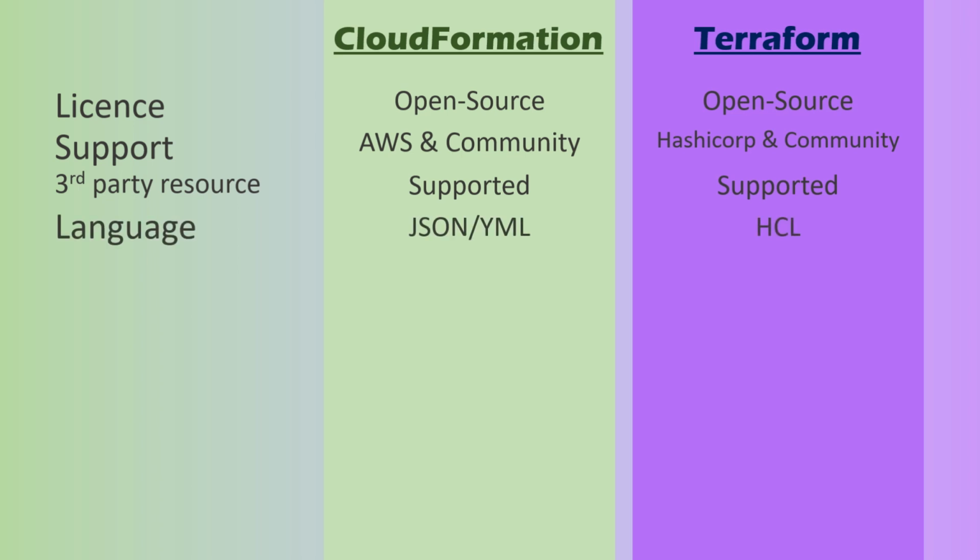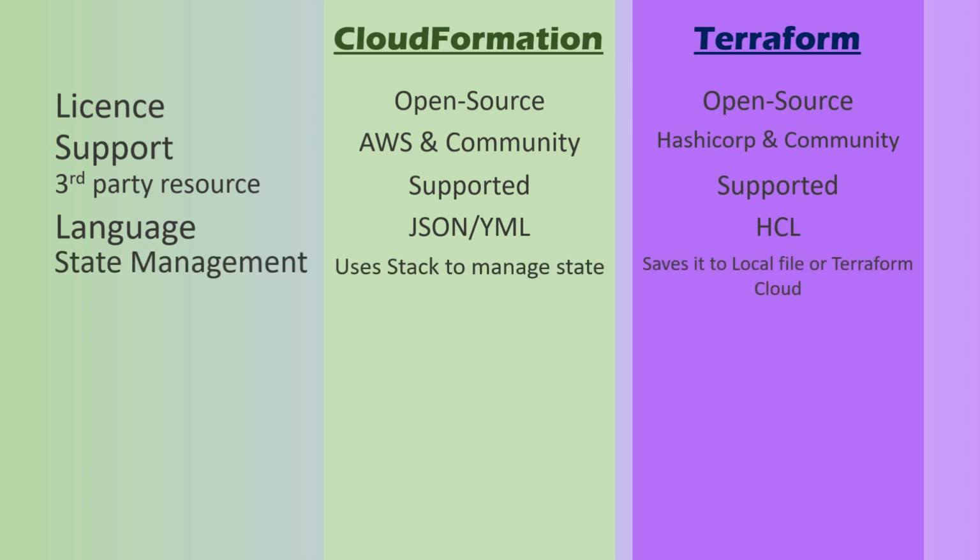If we talk about languages, what language is being used to provision the resources on these tools? CloudFormation supports JSON and YAML, and Terraform supports HCL, which is a human-readable format introduced by HashiCorp. Now, state management, which means what is the current state of a resource that has been provisioned, and what is the last known state of that resource. Those details are stored in the tools, so that when a new change comes in, they are able to compare it with the current state and then make changes accordingly.